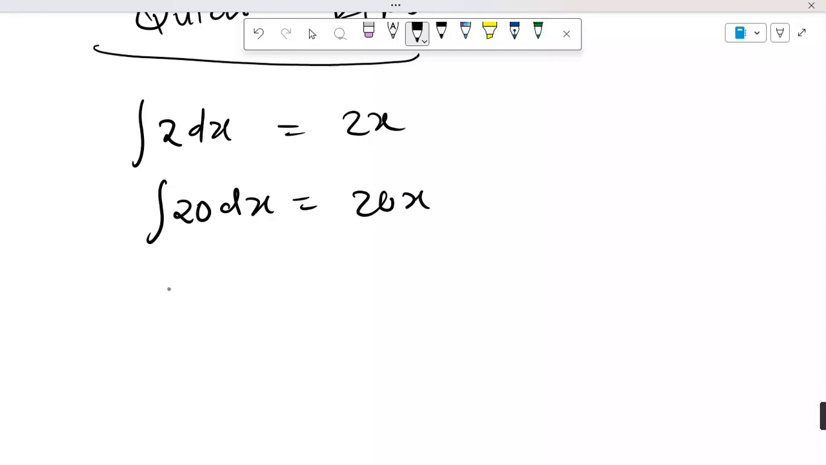Then let's say you are integrating a function x to the power n dx. This is the same as adding the powers.